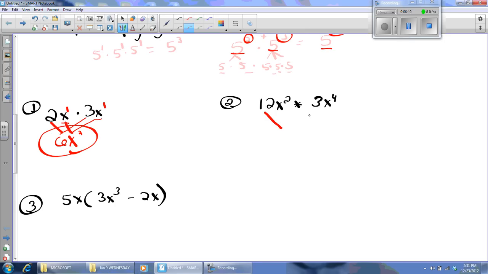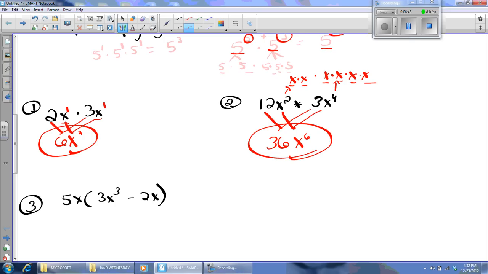Number 12. I'm going to do 12 times 3 and get 36. I've got an x for my base. 2 and 4 is 6. X to the sixth. All right, this part here is x times x. This part here is x times x times x times x. You can see there are 1, 2, 3, 4, 5, 6 x's being multiplied. Instead of saying x times x times x times x times x times x, I say x to the sixth, and there we go.